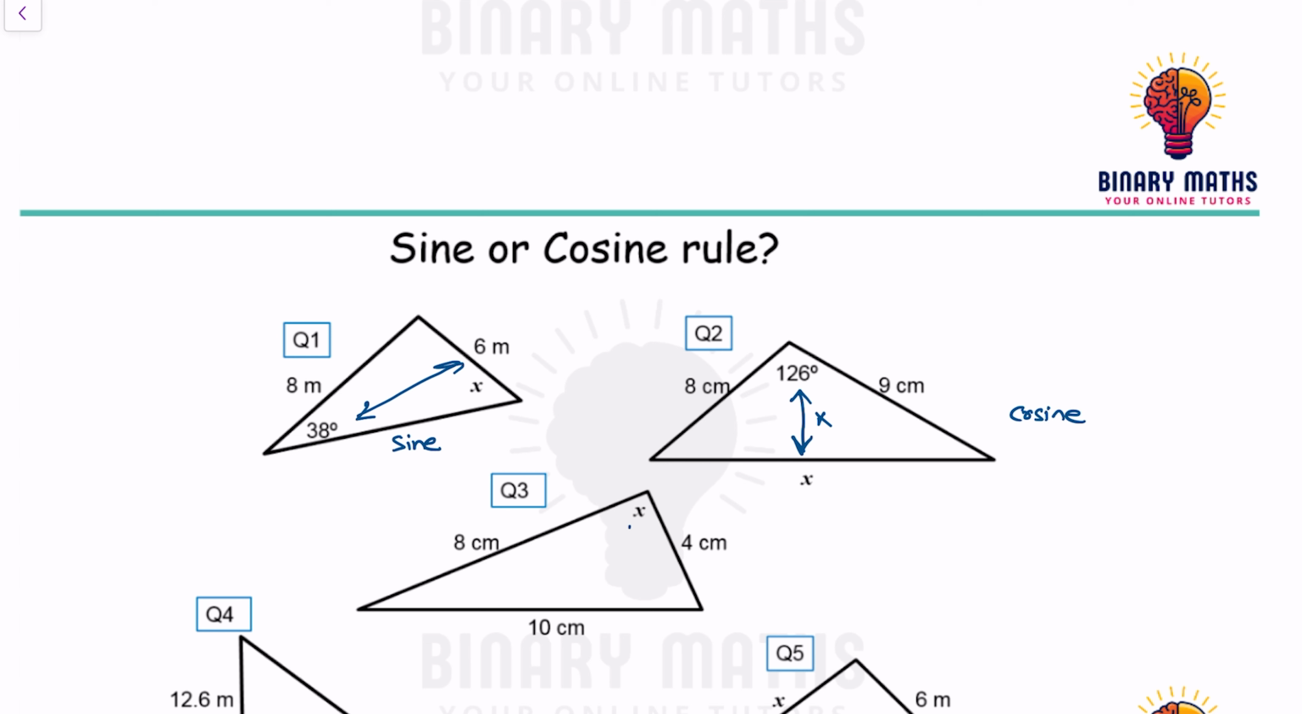If you look at question 3, again, you don't have a known angle and length opposite each other, so this means you have to use the cosine rule here. If you look at question 4, 12.6 and 31 are opposite length and angle, so we do know a value of a length and angle that are opposite each other. So that means I can apply the sine rule here. Question 5. You can see 30 degrees and 6 meters. So there are known opposite length and angle. So this means I can apply the sine rule.